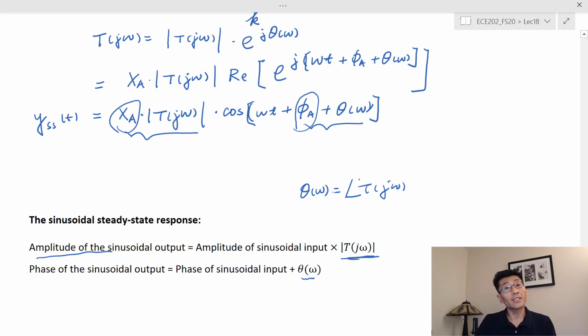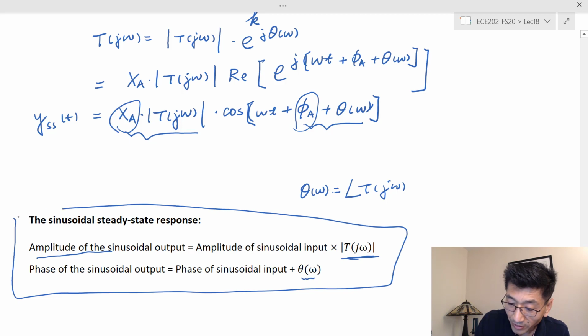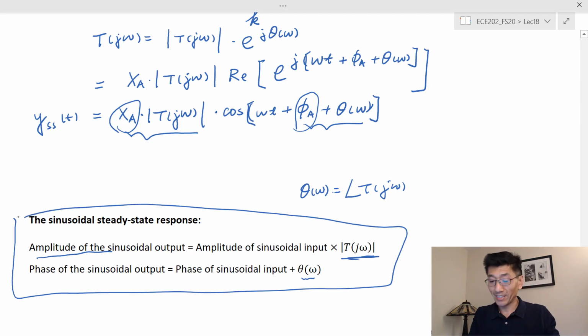Okay. So that's the derivation. This is probably the most important result connecting the transfer function and the frequency response. Okay, we're going to look at an example of how we're going to utilize this.